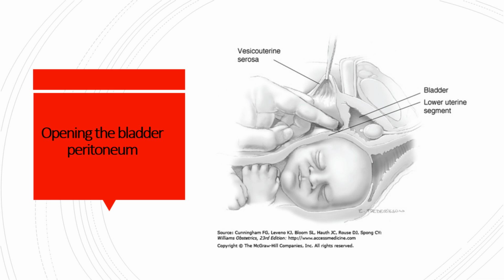This initial cut should be done cautiously to avoid penetrating too deeply and potentially injuring underlying structures such as the bladder or bowel. Once made, Metzenbaum scissors can be used to extend this incision laterally on both sides, and blunt dissection can be used to separate the bladder peritoneum off the lower uterine segment.